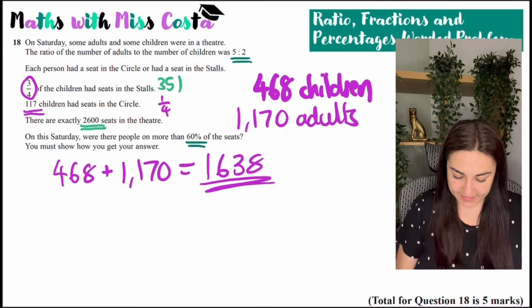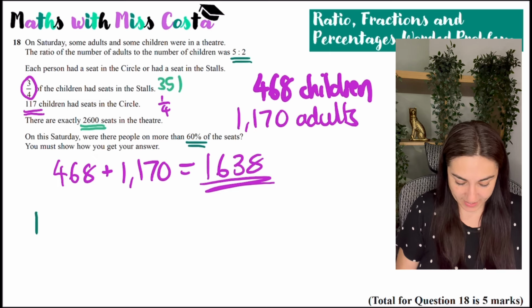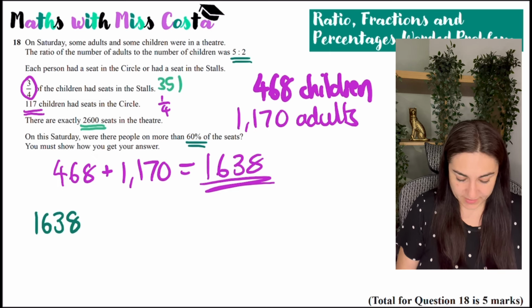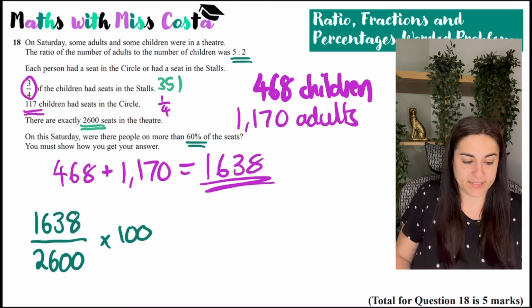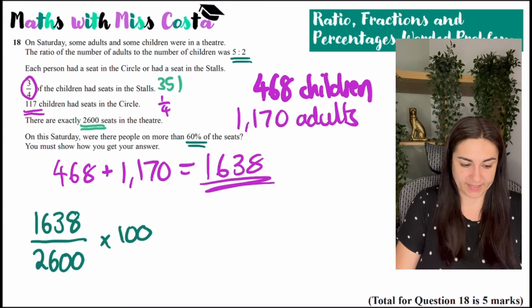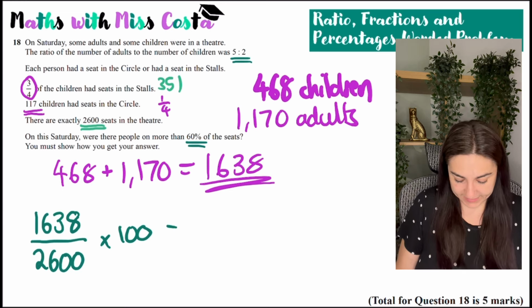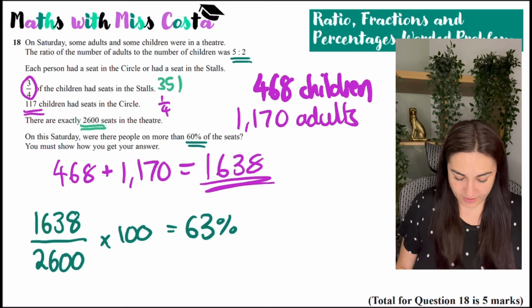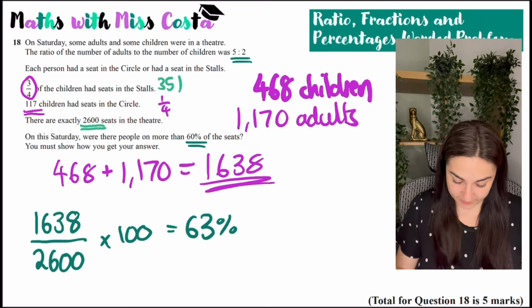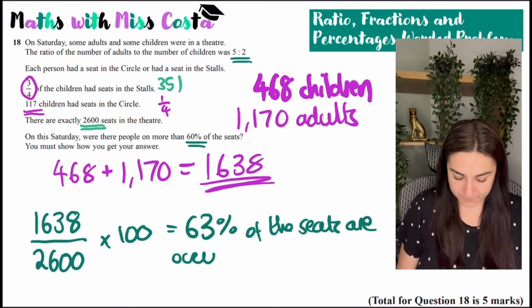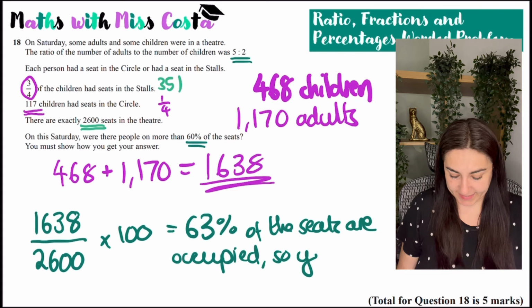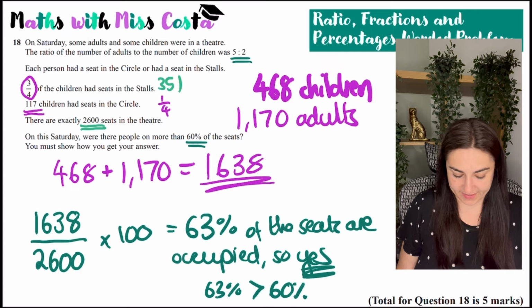than 60% of the seats. So I could write this as a percentage. To write anything as a percentage, you write the number. So there's 1,638 people out of the total, which is 2,600, and then I multiply it by 100. So 1,638 divided by 2,600 times 100 is 63%. So I know 63% of the seats are occupied. So yes, because 63% is greater than 60%.